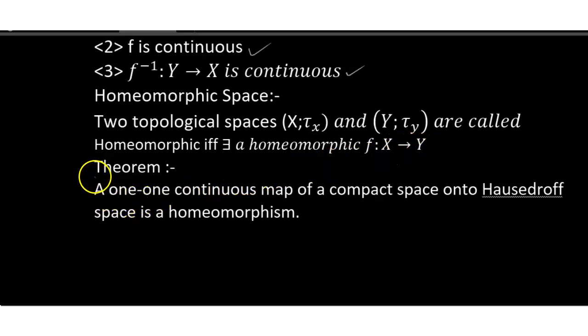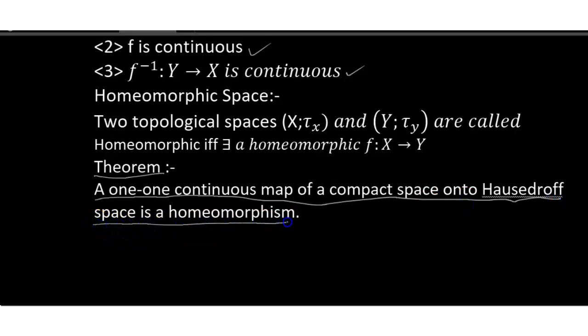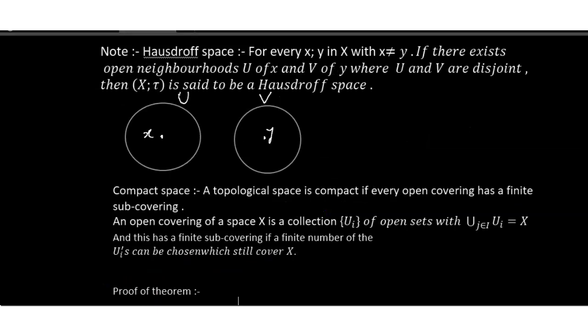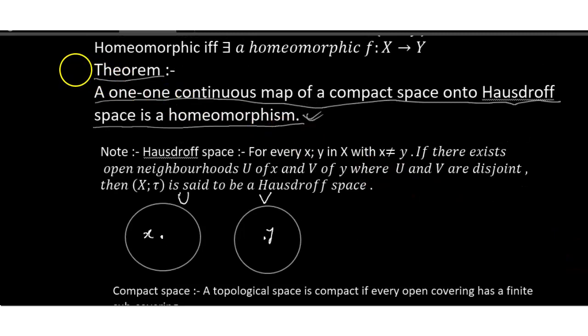Theorem. A one-one continuous map of a compact space onto a Hausdorff space is a homeomorphism. So friends, what is a Hausdorff space? At first you know this is the theorem. A one-one continuous map of a compact space onto a Hausdorff space is a homeomorphism.